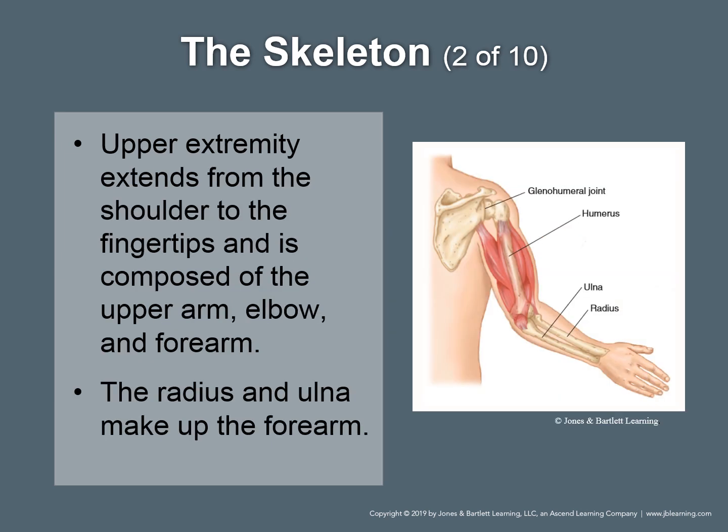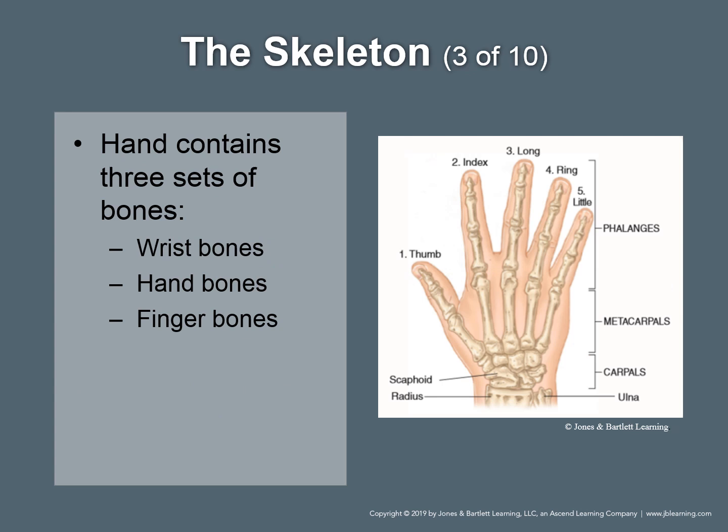The upper extremity extends from the shoulder to the fingertips, composed of your upper arm, elbow, and forearm. The radius and ulna make up the forearm, and if you want to keep those separate, just remember that your radial pulse is on your thumb side, so that's where your radius is, and your ulna is on your pinky side. The hand contains your wrist bones, hand bones, finger bones.